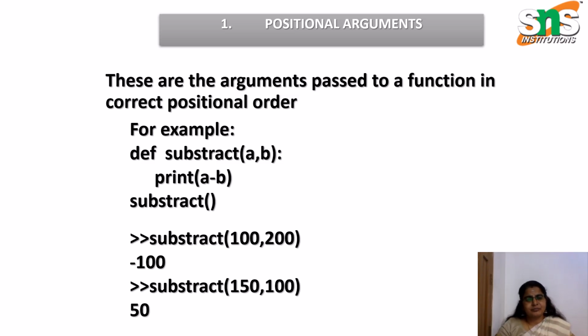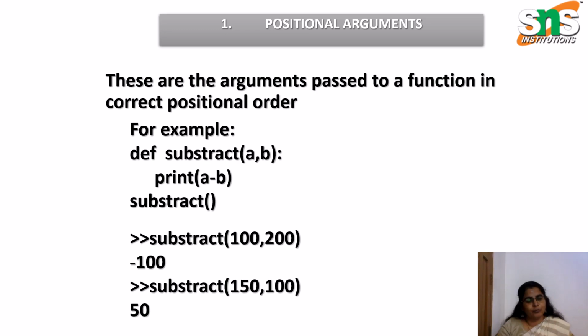For example, I am going to define a function named subtract and pass the parameters a, b. I am passing two parameters here, a and b. Now I am going to print a minus b, because I am going to subtract the two variables here. Then I call the function subtract here. Now I am passing the values to the function as subtract(100, 200). Now I get the value minus 100, and then I am again passing values to check another two variables, the values 150 and 100.